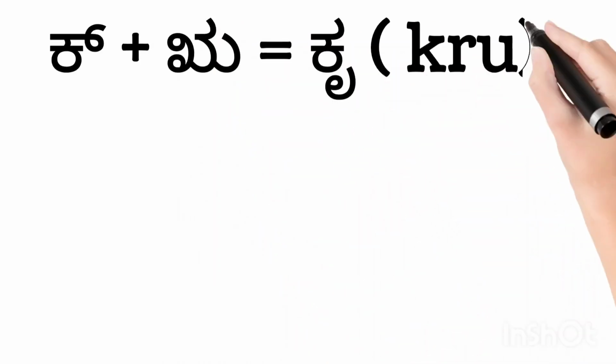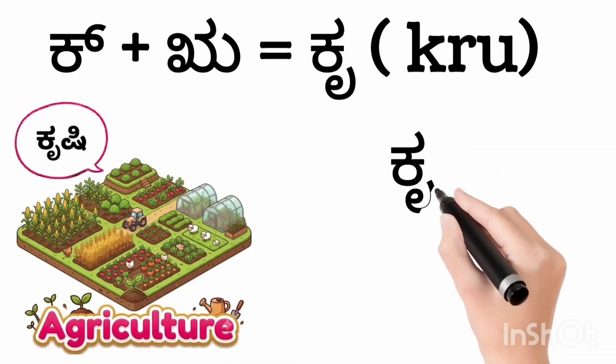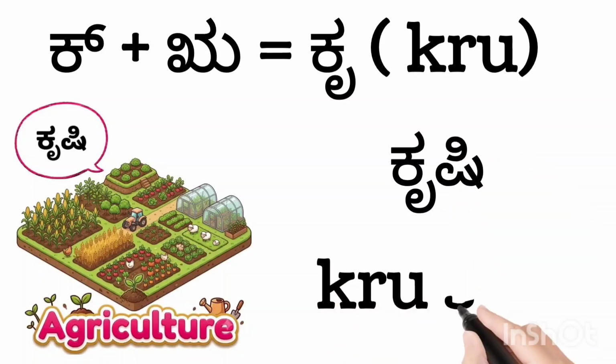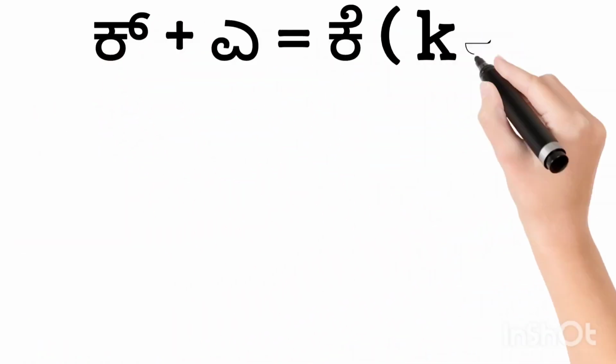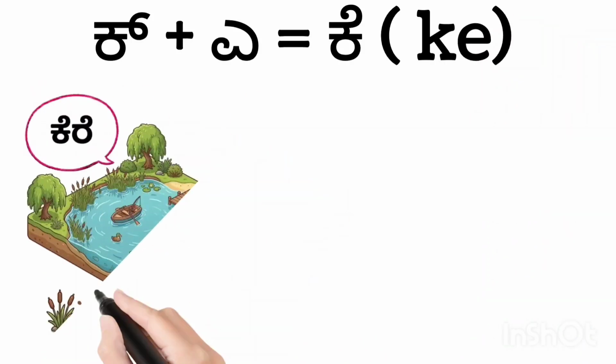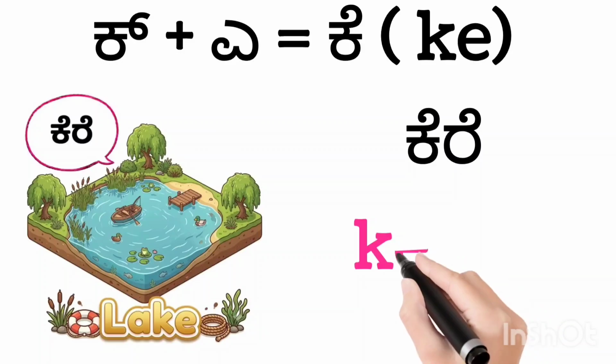K plus ru is equal to Kru. Kru ಕೃಷಿ. ಕೃಷಿ agriculture. Kru ಕೃಷಿ. K plus A is equal to K. K ಕೆರೆ. ಕೆರೆ lake. K ಕೆರೆ.